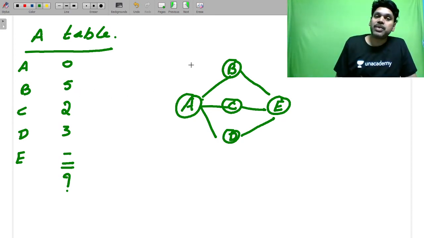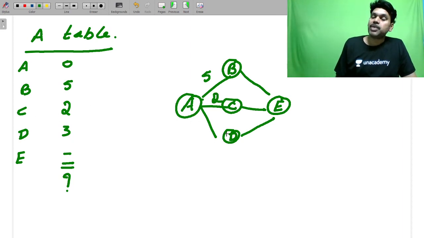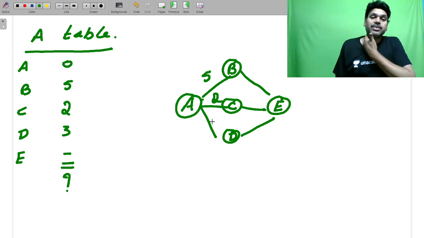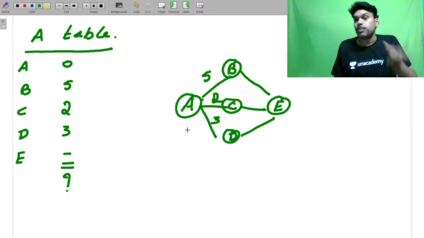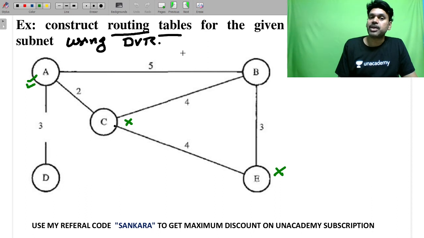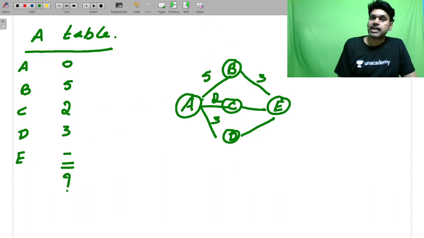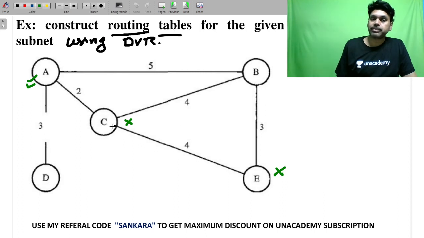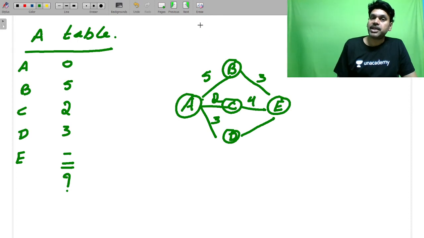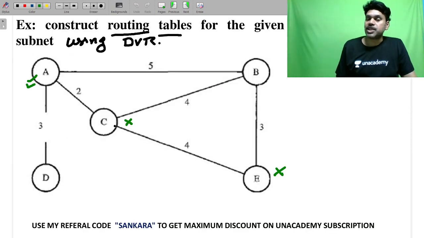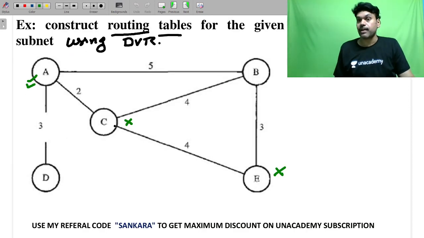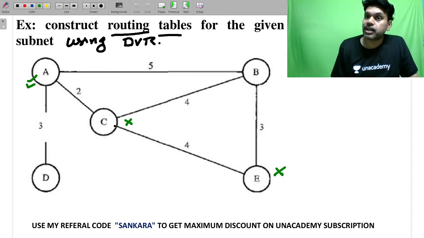Tell me A to B, what is the value? 5. Tell me what is the A to C value? It is a 2. Tell me A to D value. What is A to D value? It is a 3. So B to E how much? Come to the graph. B to E how much? 3. C to E how much? C to E, it's a 4. And D to E how much? There is no link directly D to E. That's why let us find a D table also.